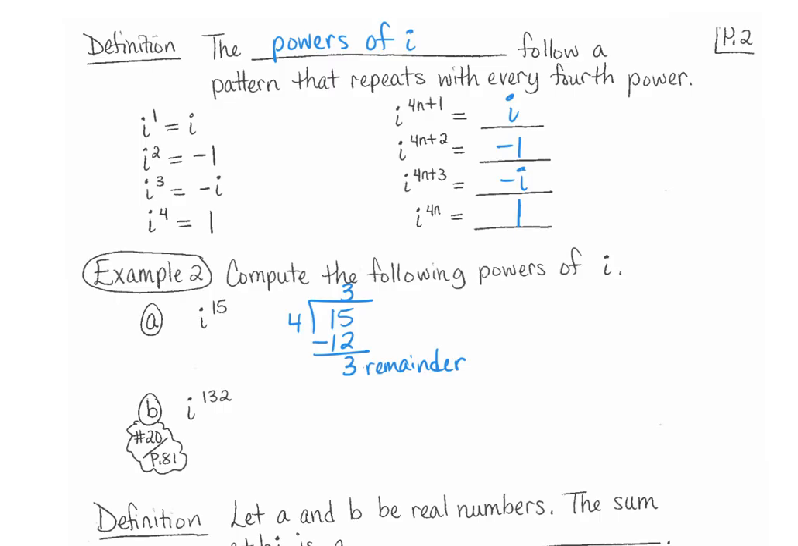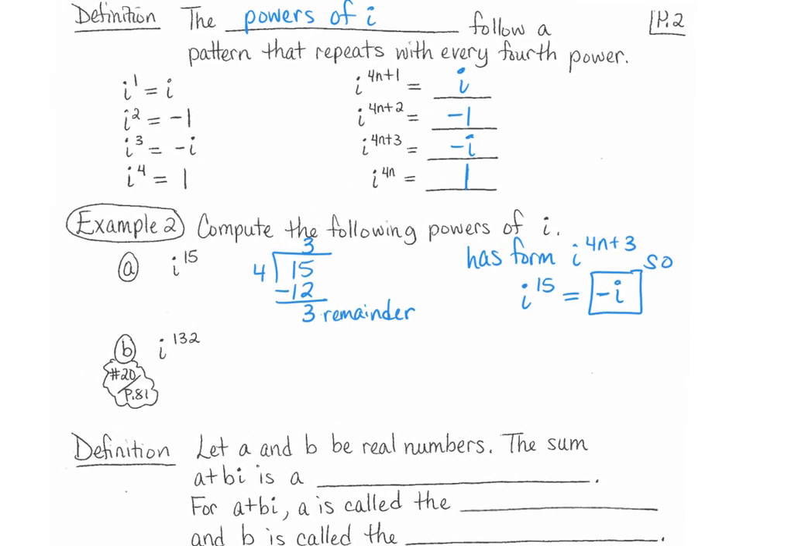Okay, so we have to write our answer, right? So this has the form I raised to the 4n plus 3. So we get I raised to the 15 is equal to -I. Try B. You have I raised to the 132. Compute that. I'll give you a minute. You can discuss it with your neighbors.